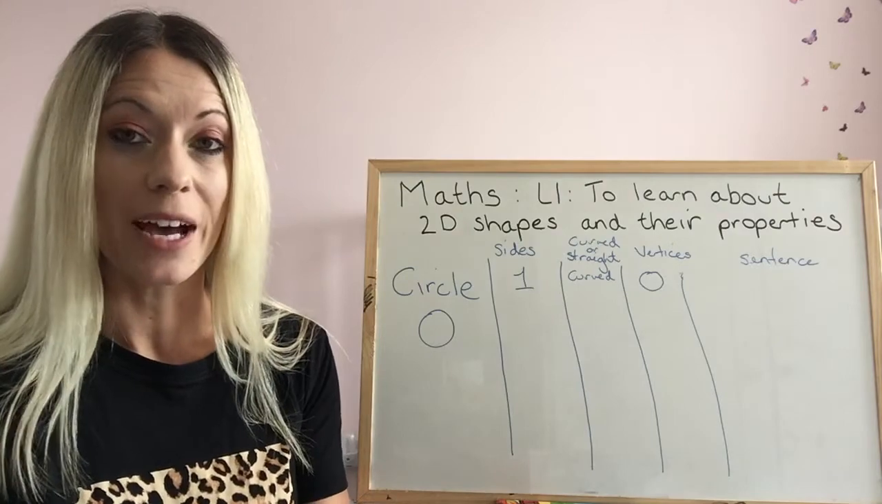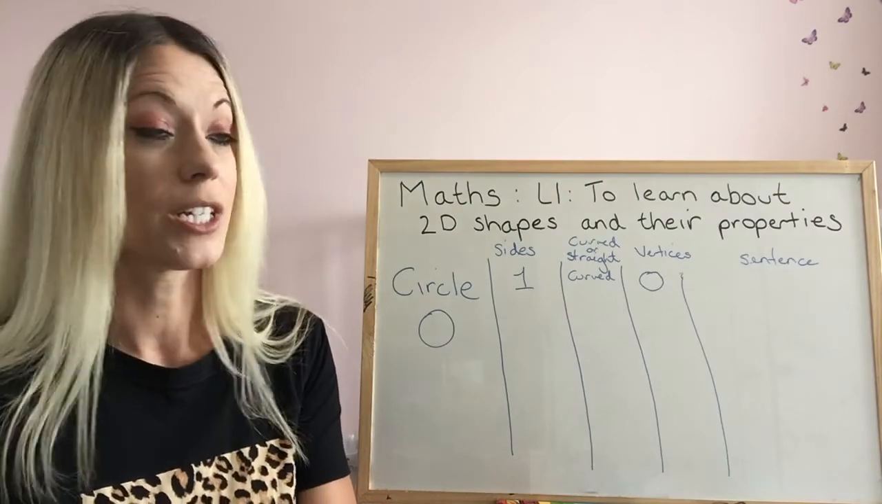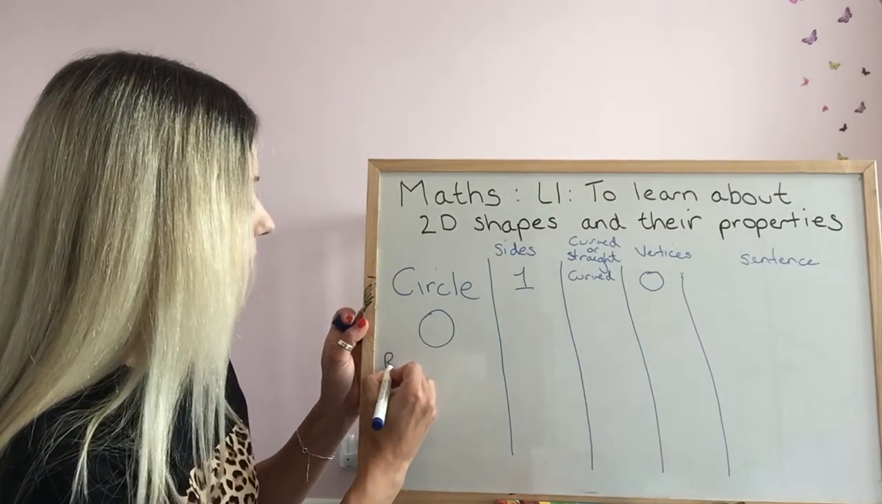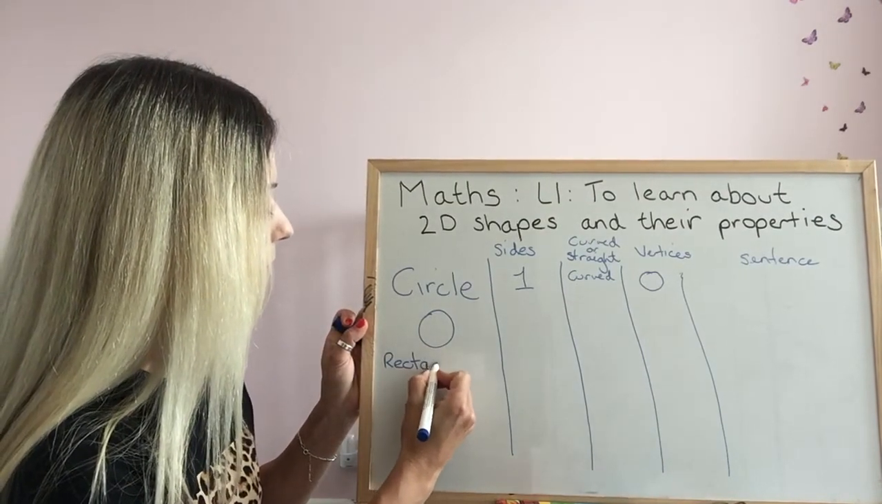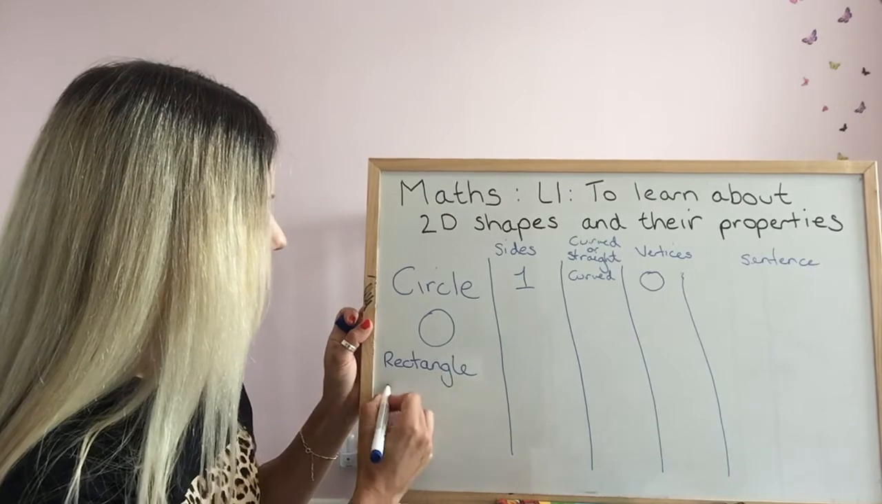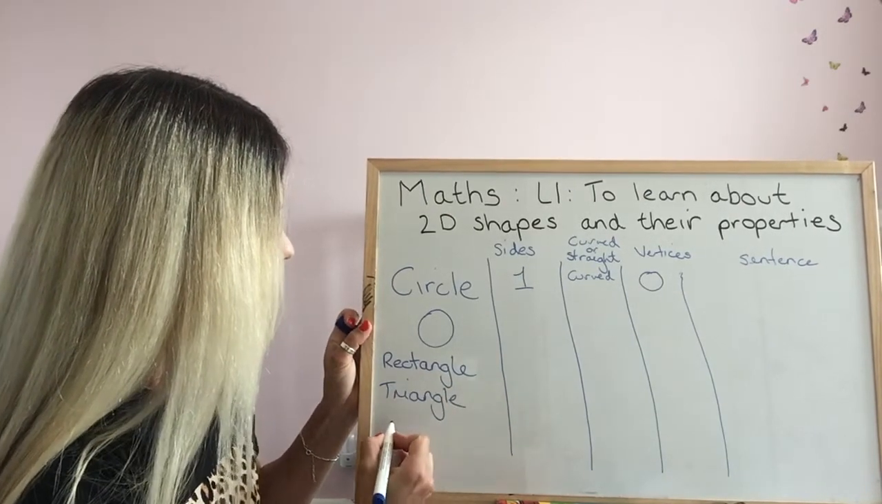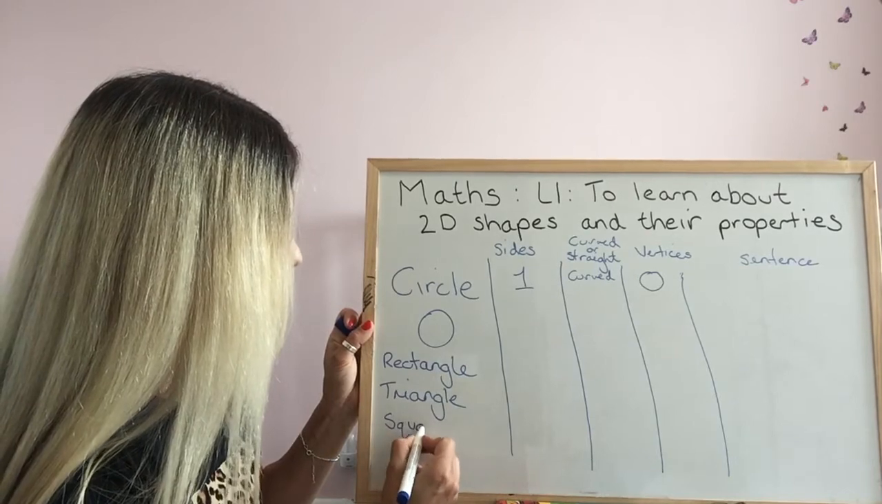What I would like to do now is to write down or to tell somebody else the other shapes, looking at a rectangle, a triangle, and a square.